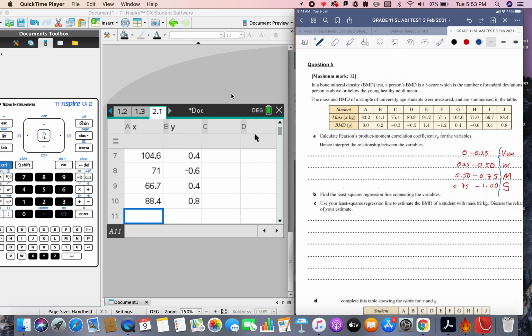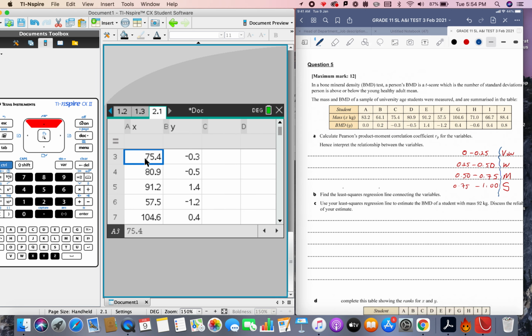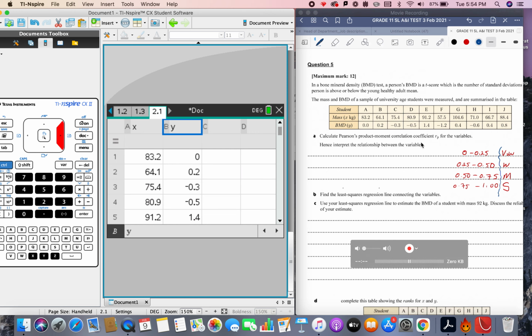So here's a correlation question now, and I've kind of zoomed ahead a bit. I've already uploaded my data into a spreadsheet on my TI-Nspire and labeled it X and Y, made sure I had all the details. As we read over here, a person's bone mineral density is a T-score, which is the number of standard deviations a person is above or below the young, healthy adult mean.